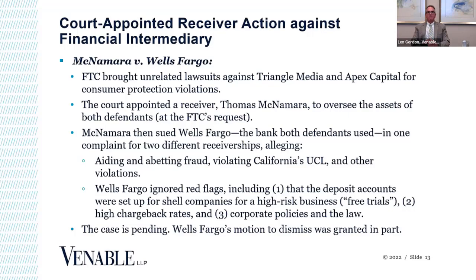He was named as the receiver in two different cases that the FTC brought, one against Triangle Media, another against Apex Capital. Both of those companies were in the negative option nutraceutical business, free trials converting to subscription plans. Both got sued, both got shut down. Mr. McNamara then sued Wells Fargo, who was the bank for both of those defendants, in a single complaint, alleging that Wells Fargo had aided and abetted fraud, violated the California unfair competition law, and several other violations.